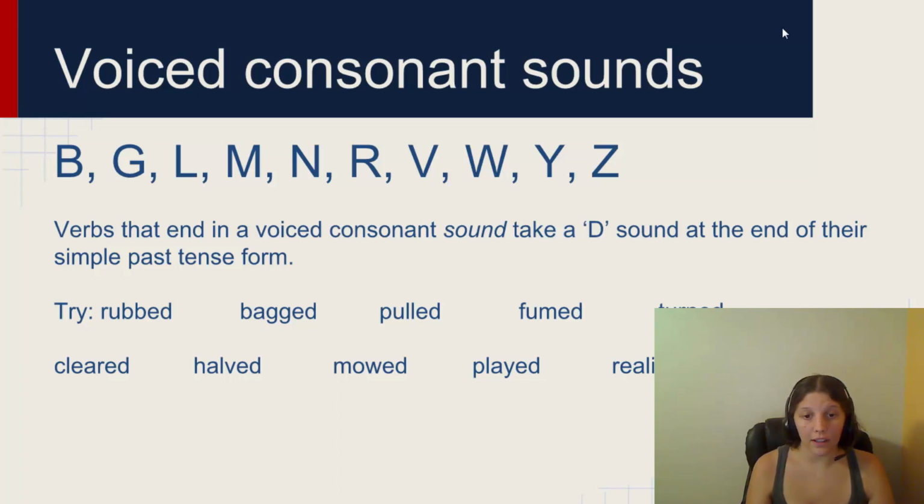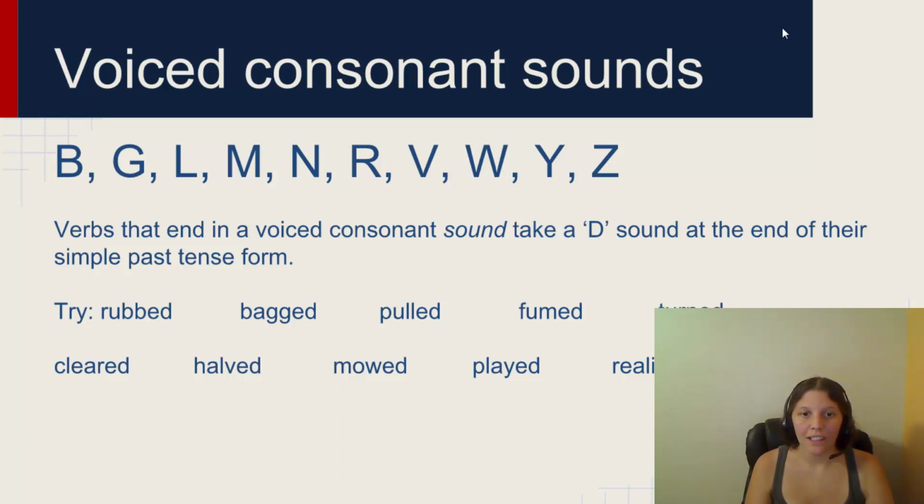The same thing for the next one. Bag, in the past, bagged. Okay, gd sound. Next one, pull, pulled. Next one, fume, fumed. Not pulled with an extra e, just pulled, fumed. Then turned, cleared, halved, mowed, played, realized.